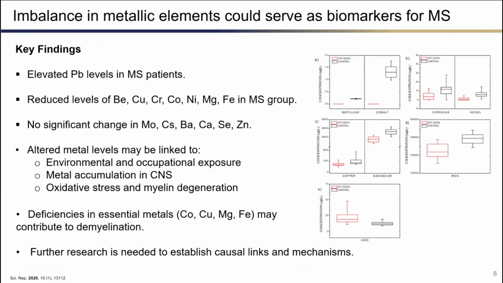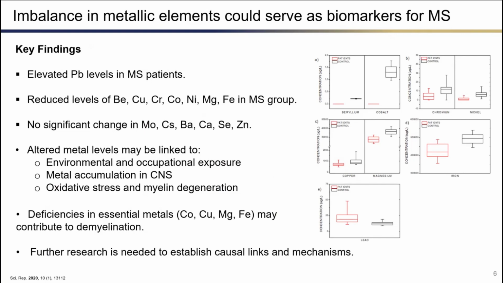The researchers say that the imbalance in metallic elements could serve as biomarkers because, according to their study, the key findings are that elevated lead levels in multiple sclerosis patients were observed and reduced levels of beryllium, copper, chromium, cobalt, nickel, magnesium, and iron were observed, and there was no significant change in molybdenum, cesium, barium, calcium, selenium, and zinc.